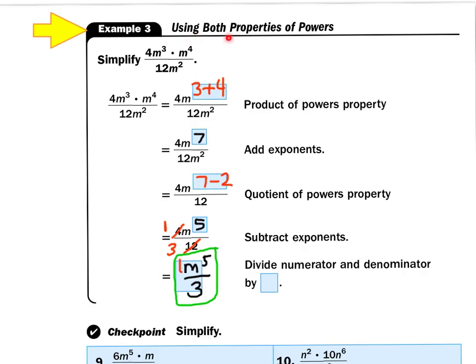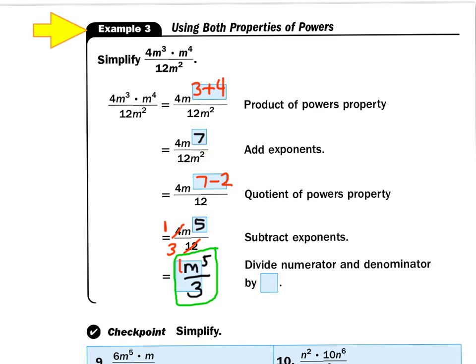Okay, so now they're going to use both properties. So they want us to simplify 4m to the 3rd power times m to the 4th power over 12m to the 2nd power. Just take a look at the top, the numerator, okay? And notice the bases match. So I copied the 4 first, and then I saw that the m's match, so I copy the m. And now the trick is when you're multiplying that you want to add the powers. So I did 3 plus 4, and that was over 12m to the 2nd power. So that gave me 4m to the 7th power over 12m to the 2nd power.